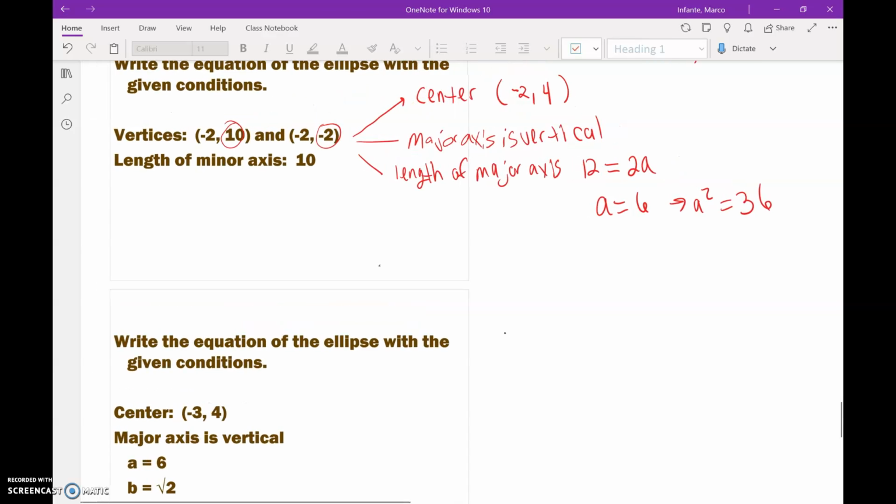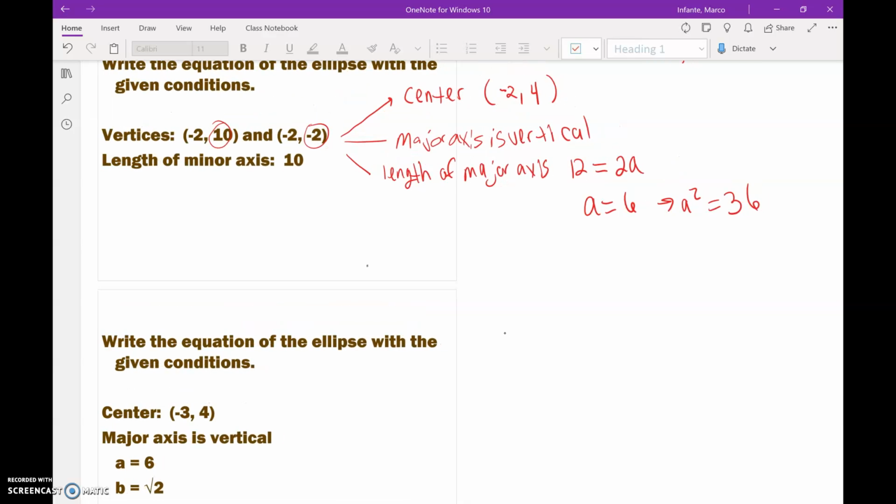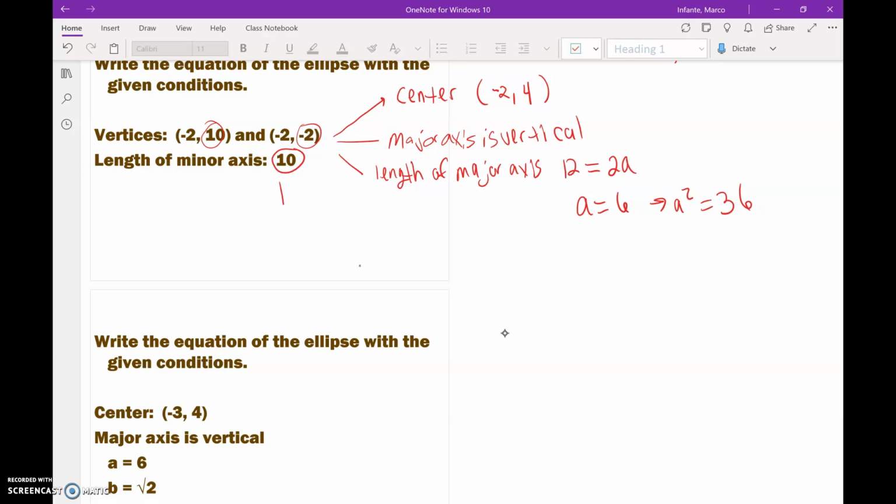So let's see what other information is given to us. We need a and b and the center in order to make the equation of an ellipse. The length of the minor axis is 10. Great. That means that 10 equals 2b, right? And that b equals 5. And we're going to have to find b squared to use that equation.